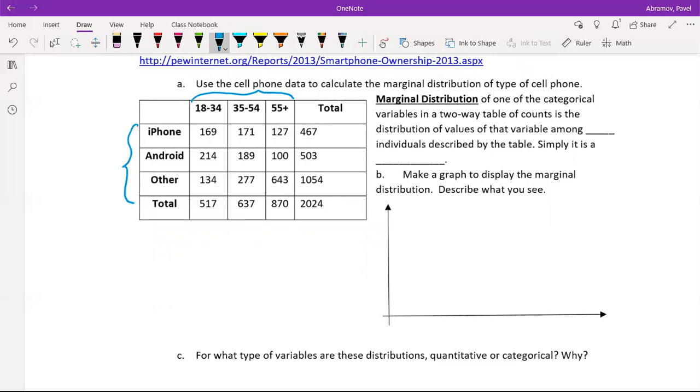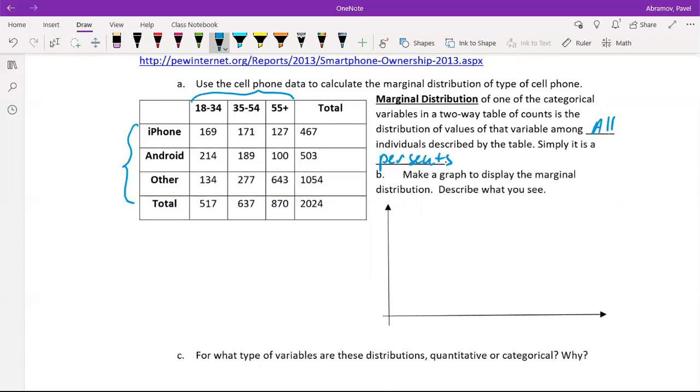So what we're going to do, we're going to find marginal distributions, and marginal distributions is the following. It's a marginal distribution of one of the categorical variables in a two-way table of counts is the distribution of values of that variable among all individuals described by the table. Simply, it is percents.